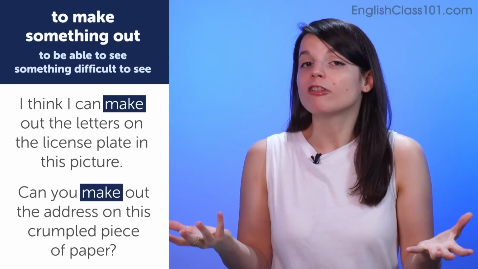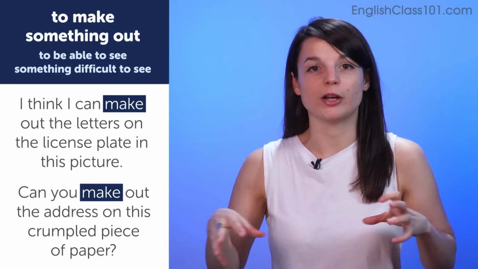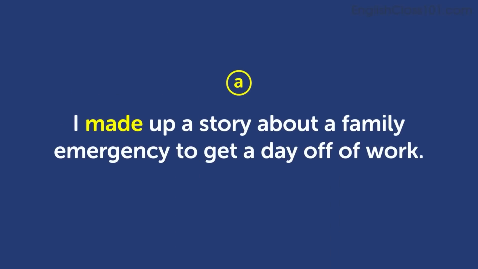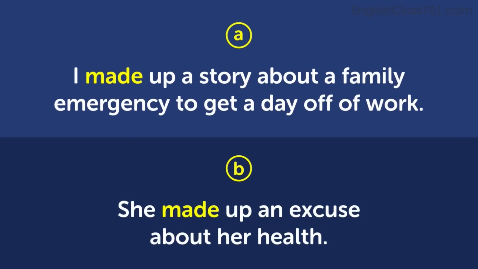So you can choose to use make out something to show that it's a difficult to understand situation or status. The next variation is to make something up. To make something up means to create a story or to lie. Some examples. I made up a story about a family emergency to get a day off of work. She made up an excuse about her health.